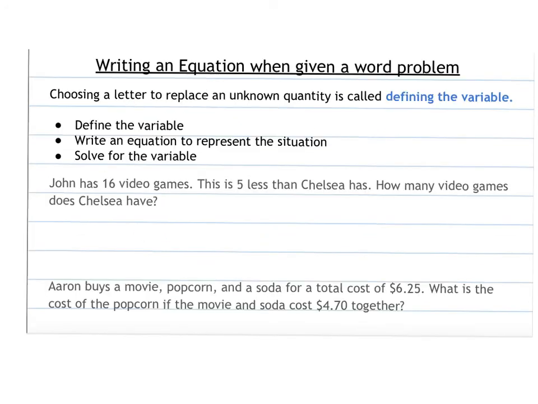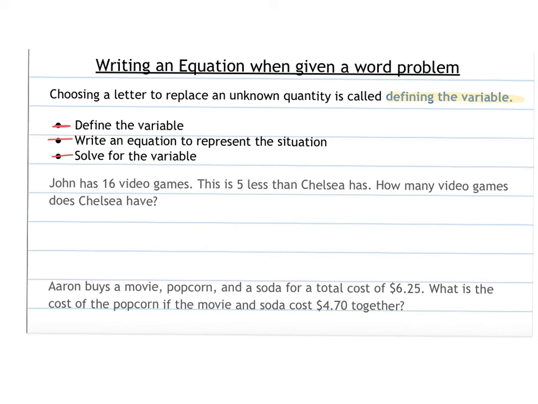Okay, so now we're going to be writing equations when given a word problem, and really just more focusing on choosing a letter to replace an unknown quantity, which is called defining the variable. So when we are given word problems, we have to figure out what it is that we don't know, and that's what our variable will be. So when we are writing equations with word problems, first, again, define the variable. Figure out what it is that we're looking for, what we don't know. Then we're going to write the equation to represent that situation. And then you would be able to solve for the variable because, again, equations only have one possible answer for the equation. So here's our examples.